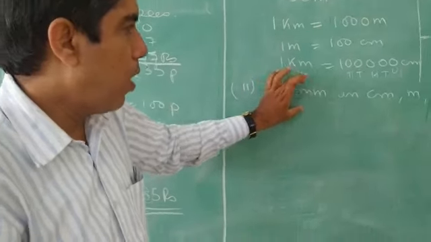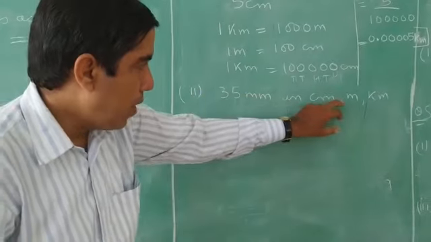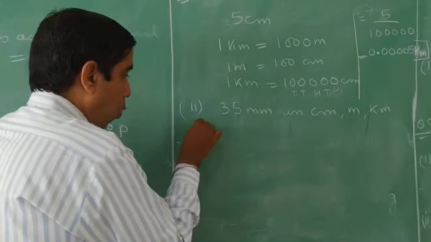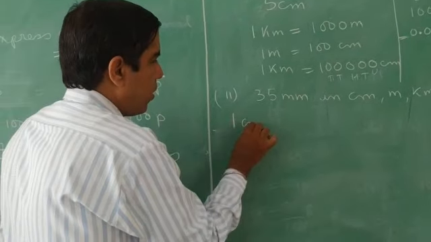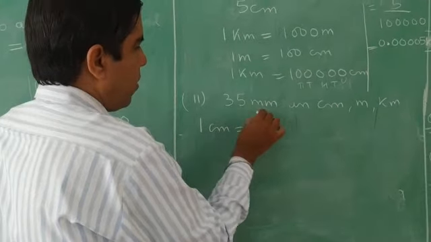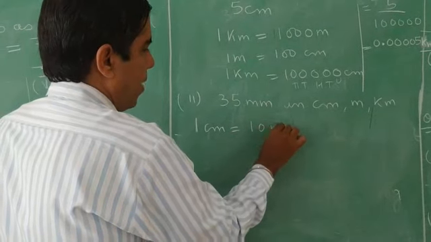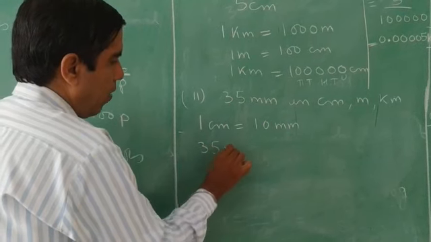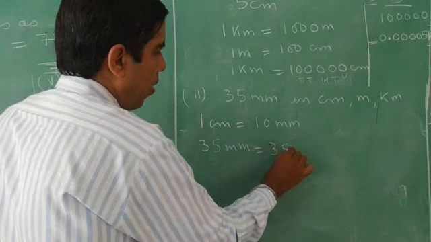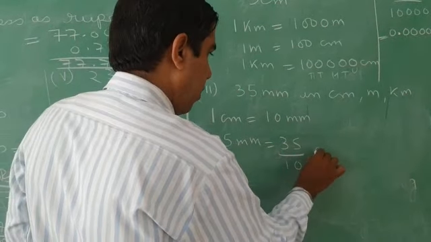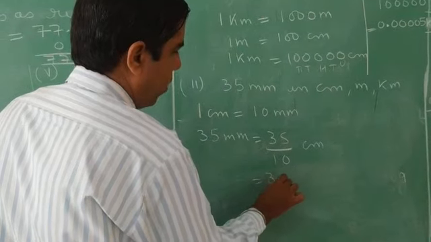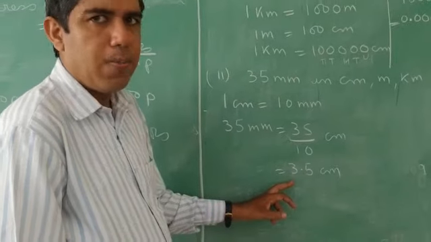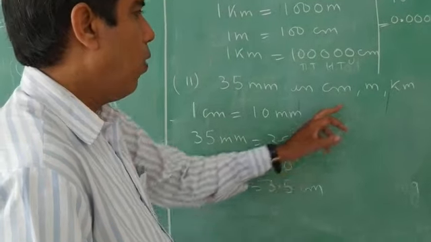Now this part: 35 mm convert to centimeter, and also to meter, and even to kilometer. So I have to find the relation now. First I will go for centimeter. 1 centimeter is equal to how many millimeters? 1 centimeter is equal to 10 millimeters. So 35 millimeter is equal to 35 upon 10 centimeter. It comes as 3.5 centimeter. Right here you can see 3.5 centimeter is the answer.